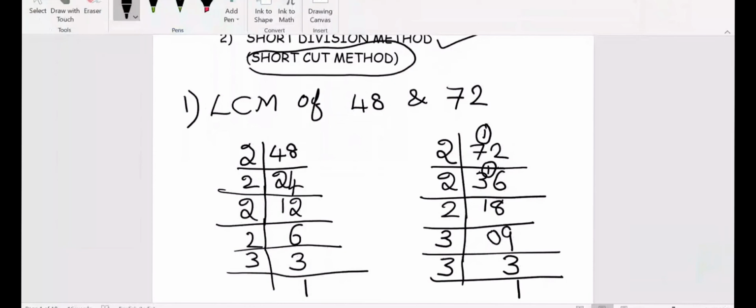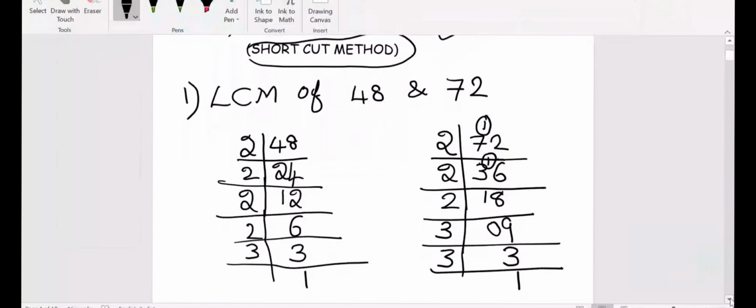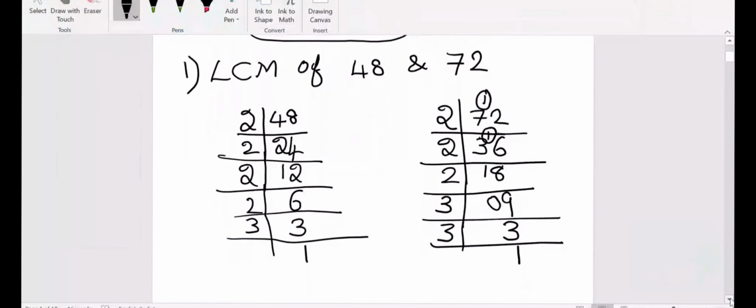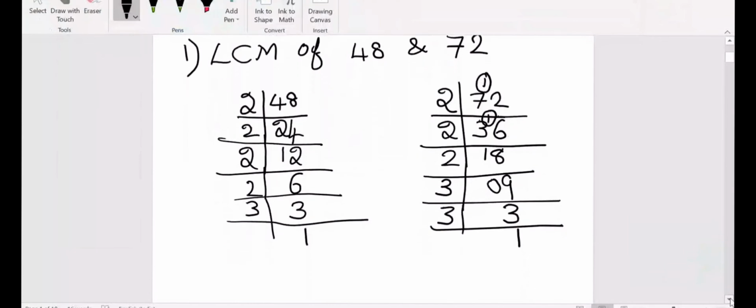Okay, so now we have stopped. All the steps are finished when we get the remainder as 1. What is the next step? The next step is very simple. Write all the numbers which we have used here to get the remainder 1. So I'm writing here 2, 2, 2, 2. That is, 2 is repeated 4 times.